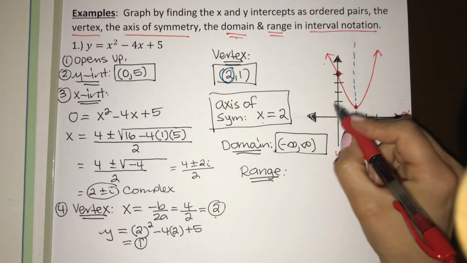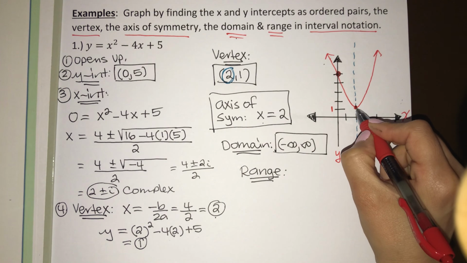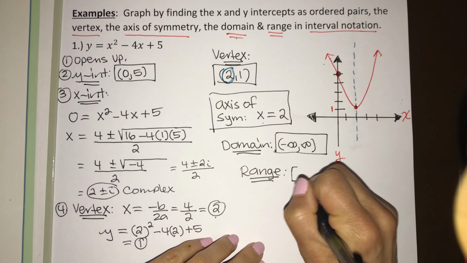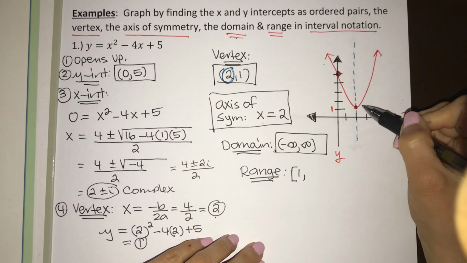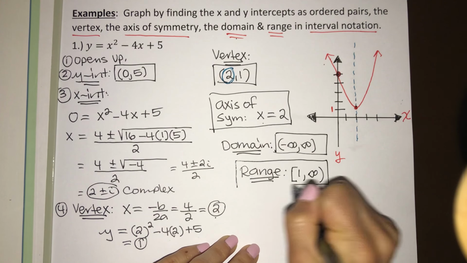Okay, so this is 1 for my y value. Starts at 1. 1 is included because it's part of the graph. So I use a bracket. And then it goes up to infinity, covers all of the y values. So it looks like that. So that is my range.